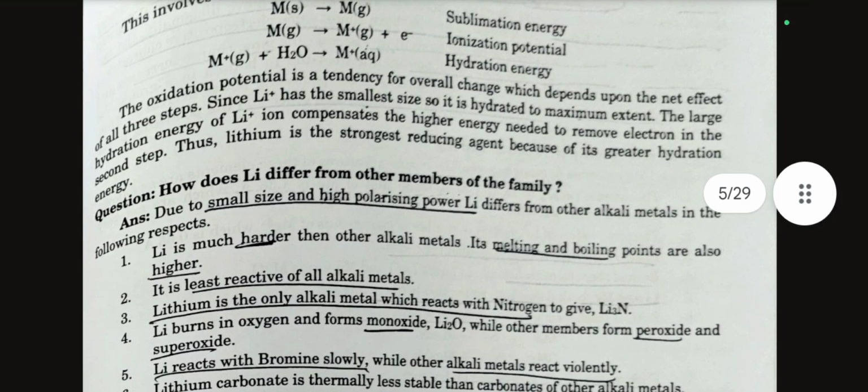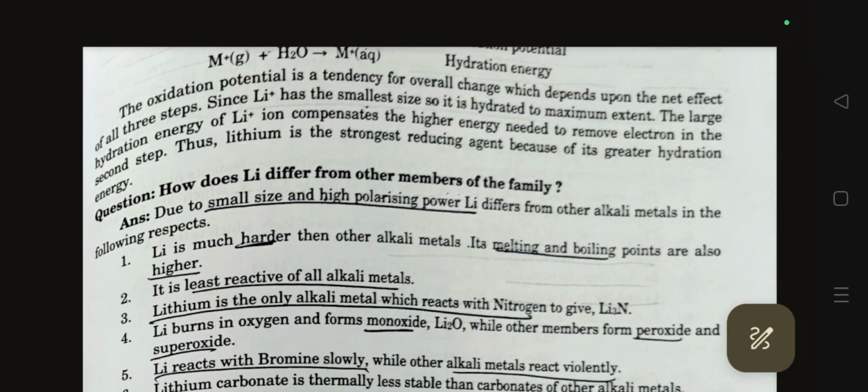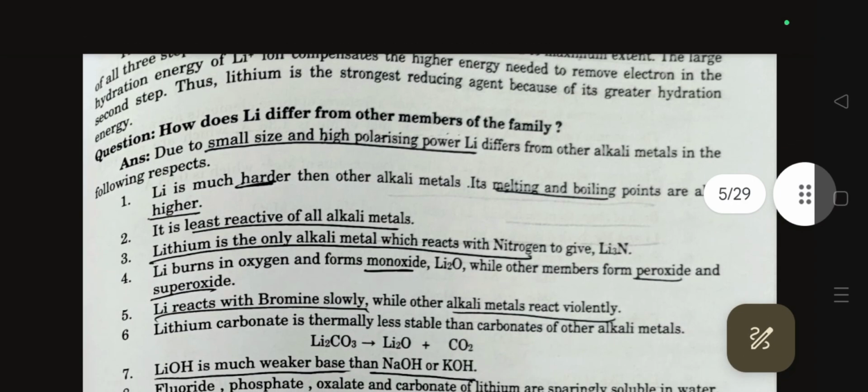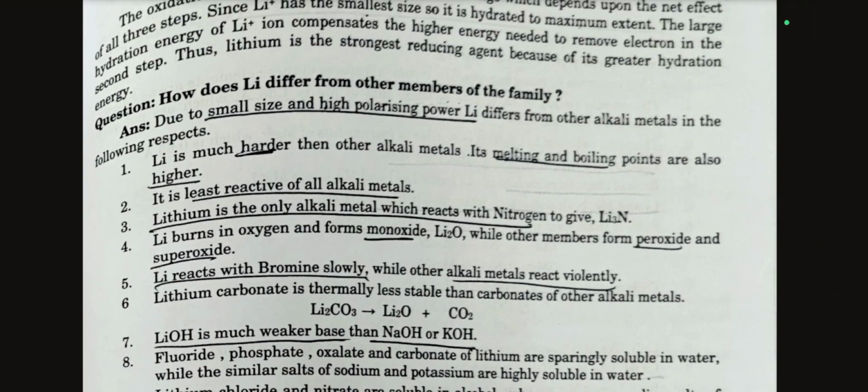Question: how does lithium differ from other members of the family? Due to small size and high polarizing power, lithium differs from other alkali metals in the following respects. Lithium is much harder than other alkali metals. Its melting point and boiling point are also higher. It is the least reactive of all alkali metals.